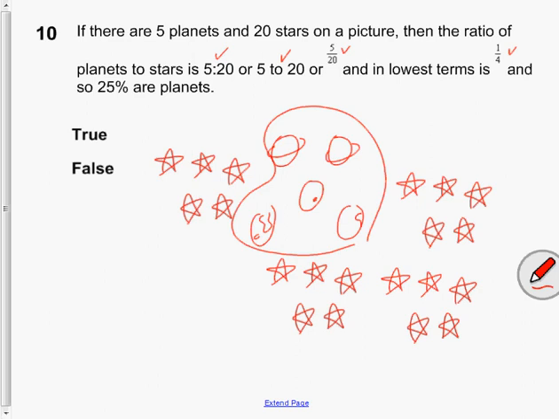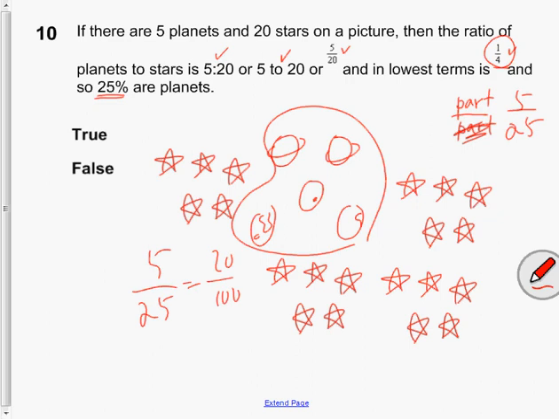But here's where we made a mistake. It is not 25% planets. Even though this looks like 25%, it is what we call a part-to-part ratio, and you cannot create percentages from part-to-part ratios. You have to have part-to-whole. So in actual fact, these 5 planets must be compared to 25 total. So it really is going to be 5 planets out of 25, which is 20 out of 100, which means that it's 20% planets, not 25%.